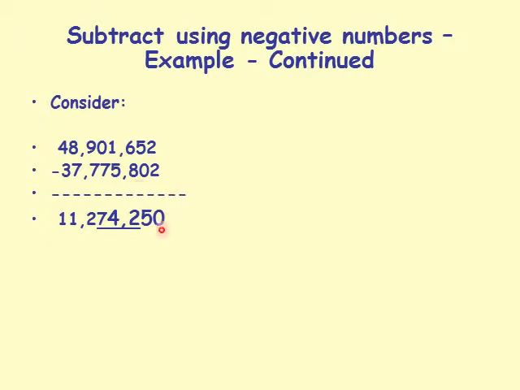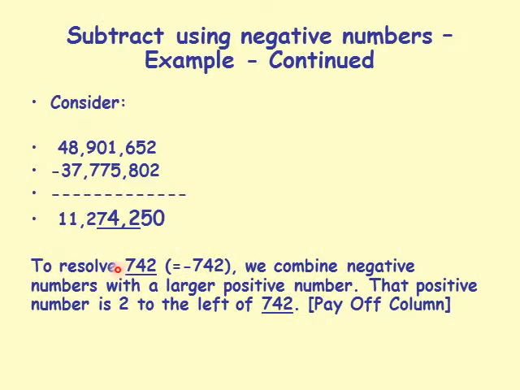All right, let's continue the example. We have solved for all 8 digits of the answer. The only issue is we have 3 negative digits here, 7, 4, 2, which is in the hundreds place, and this is thousands and 10,000 place. So we resolve 742, which is negative 742.